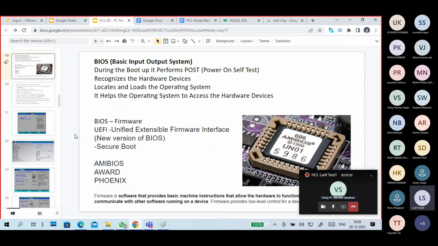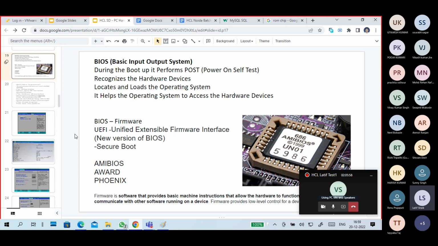Okay, guys, what is a BIOS? Basic input output system. It is a firmware. Firmware is nothing but a small software, a program or application. It is low level control of your hardware devices. This BIOS will help you perform POST operations. It will recognize your hardware devices like the CPU, RAM, hard disk, CD-ROM and so on.